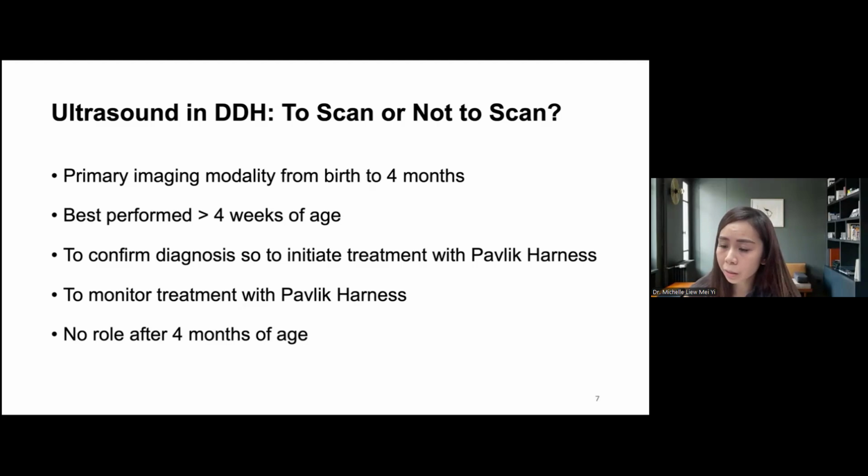If the ultrasound result is suggestive of a subluxation or dislocation, early initiation of treatment using the pelvic harness can be started to keep the femoral head within the acetabulum, and then performing the ultrasound again to reassess the hip if this has been achieved. If the child is more than 4 months, we usually perform radiographs instead.